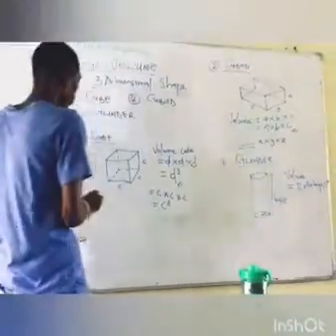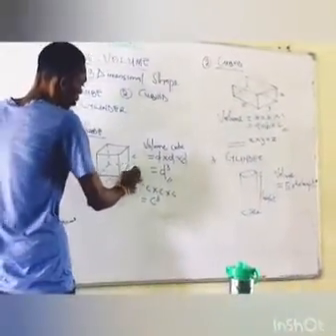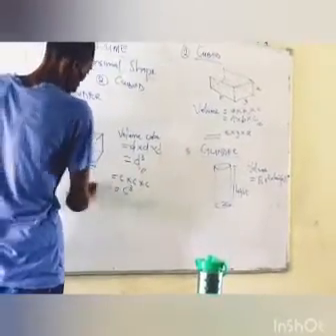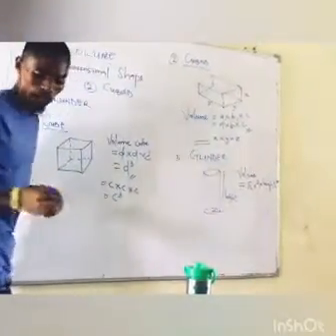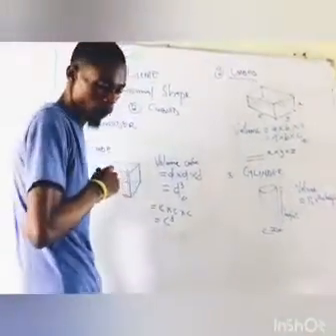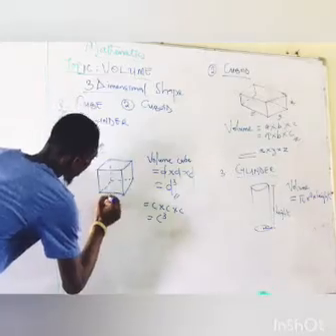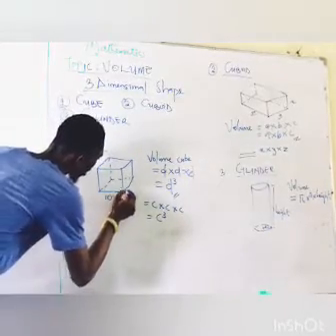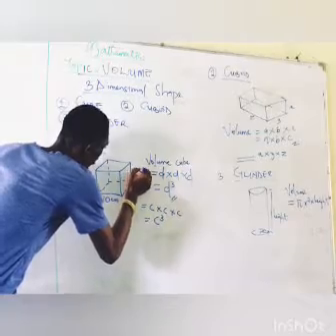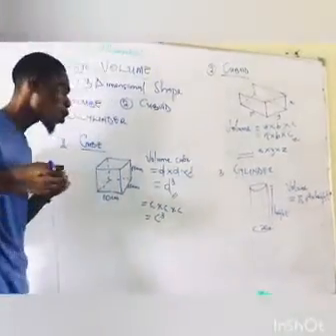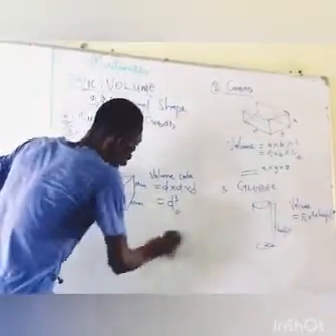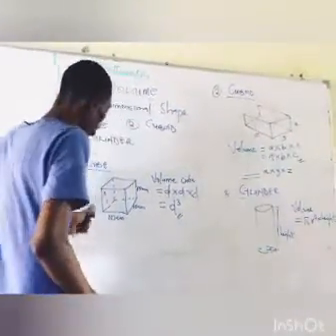So for example, let me just leave the figures on the board and impute numbers so we get it clear. For example, the first one, assuming we are asked to calculate the volume of a cube, let's assume here is 10 centimeter, here 10 centimeter, here will also be 10 centimeter, since all the sides are equal.